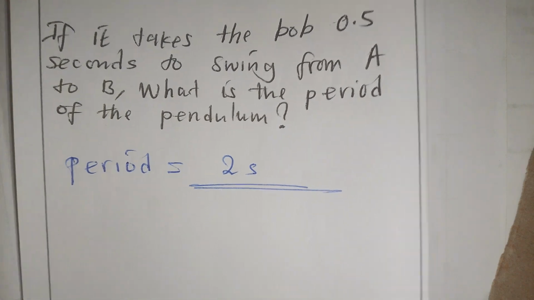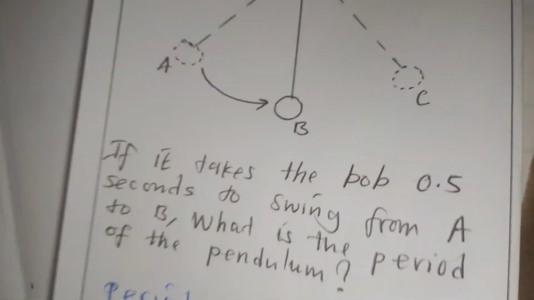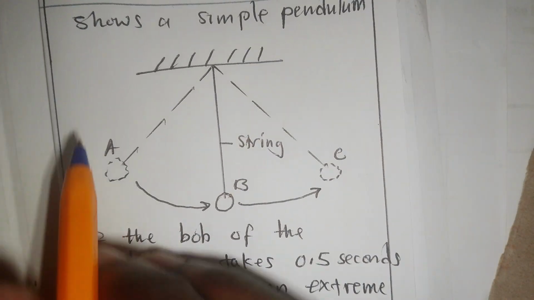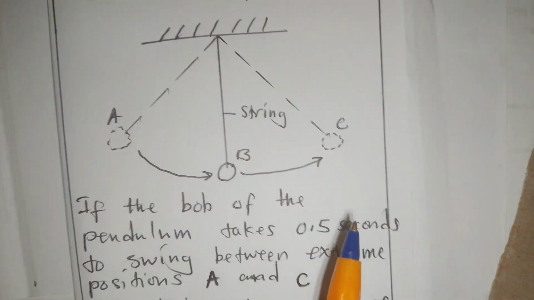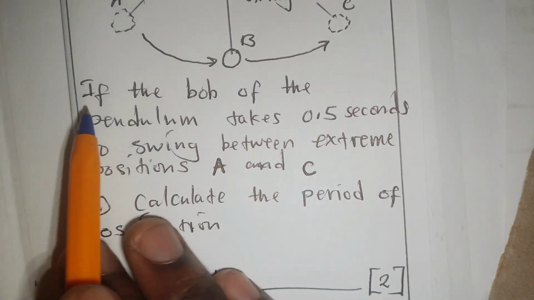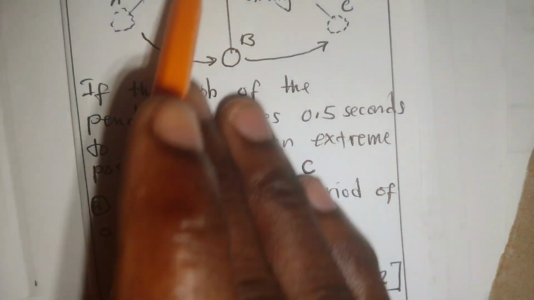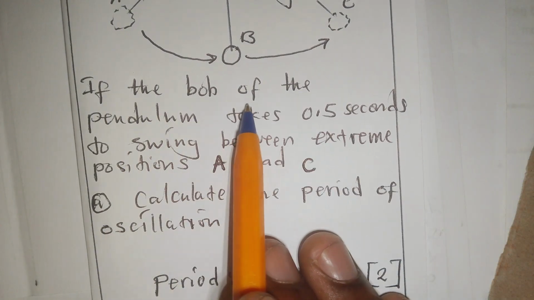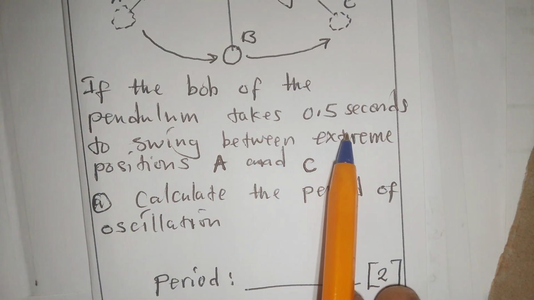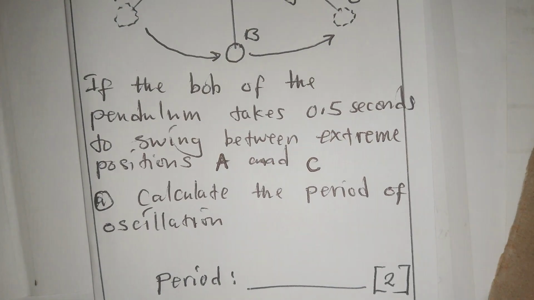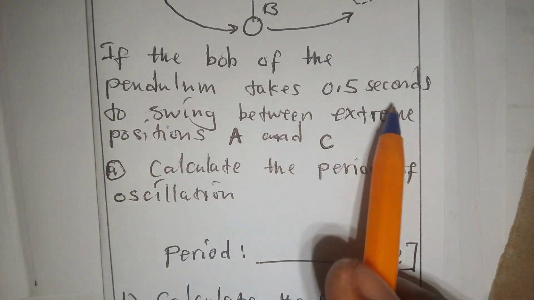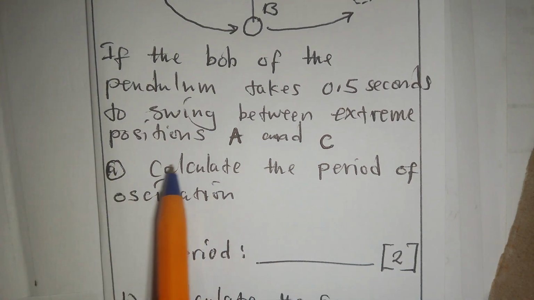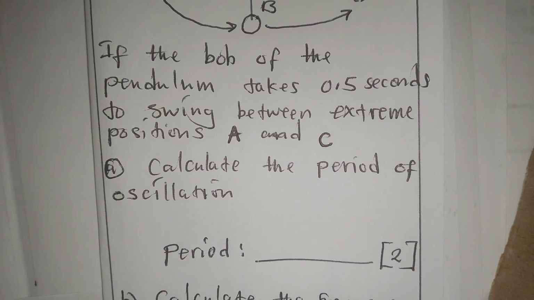Then let's go to question 2. So question 2 is this one. They're saying that the diagram shows a simple pendulum. Under the diagram, they are saying that if the bob of the pendulum takes 0.5 seconds to swing between extreme positions A and C.